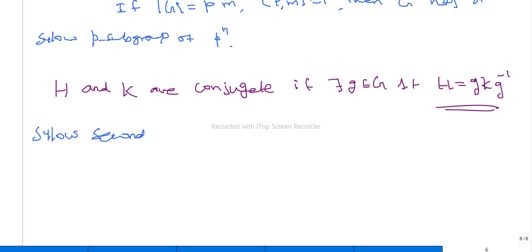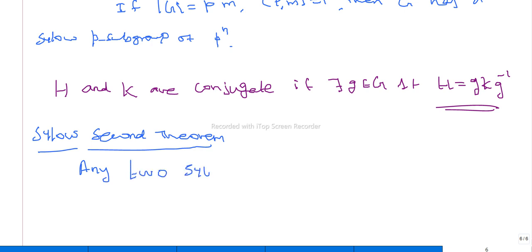Sylow's second theorem says if you take any two Sylow p-subgroups, they are conjugate. Okay, that is the second theorem.